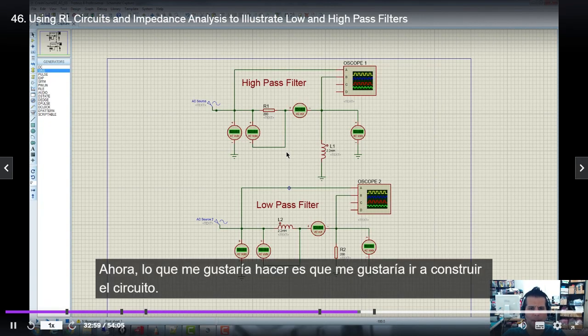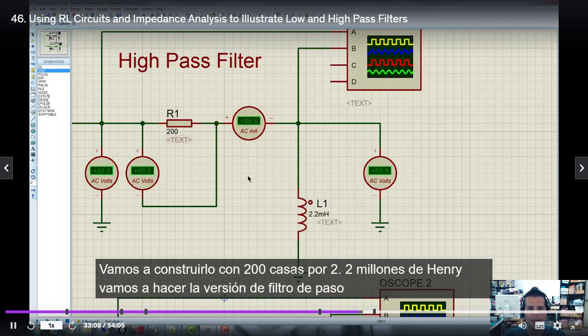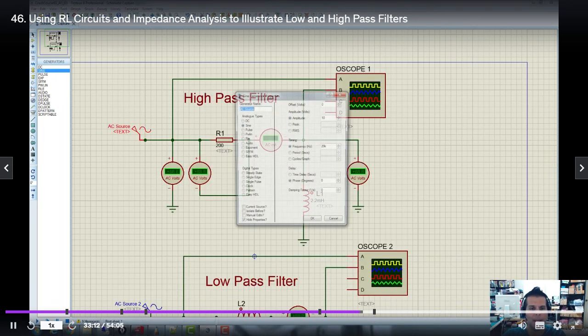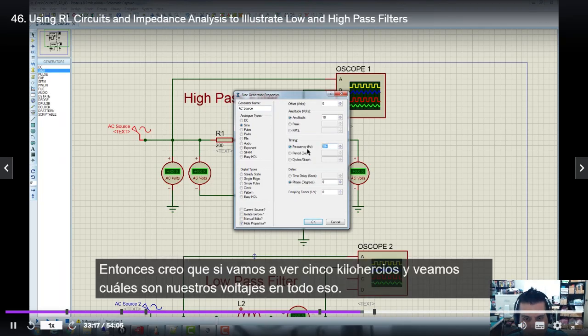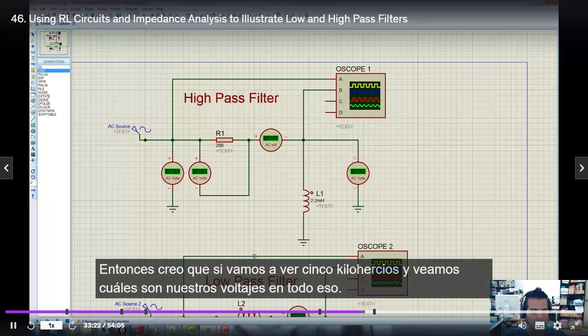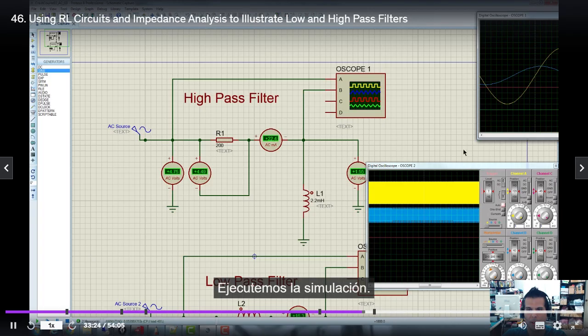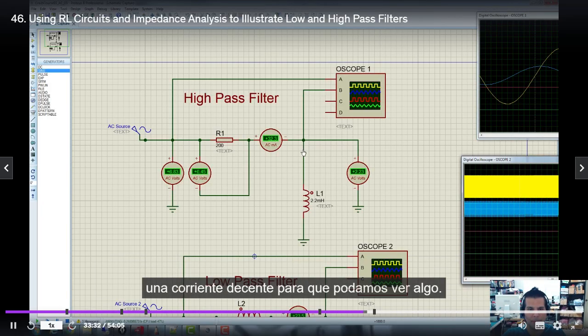So now we're going to go build the circuit. We're going to build it with a 200 ohm resistor and a 2.2 millihenry inductor. We're going to do the high pass filter version of this. And let's set the frequency at something that the meter can kind of handle. So I think if we go to, let's see, 5 kilohertz, and let's see what our voltages are on all that. Let's run the simulation. Move these oscilloscopes out of our way. We just want to get two values for the two voltages and a decent current so that we can see something. So 5 kilohertz definitely works.